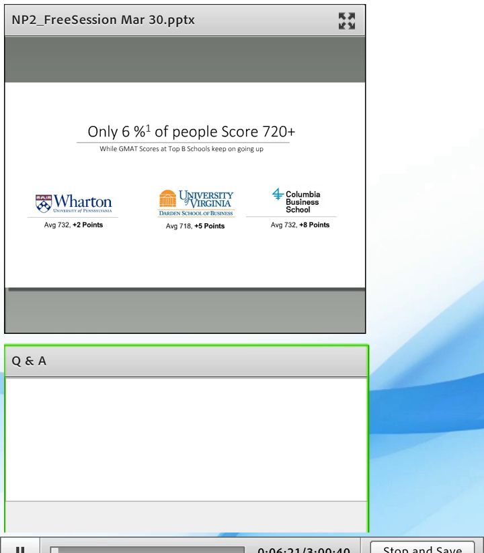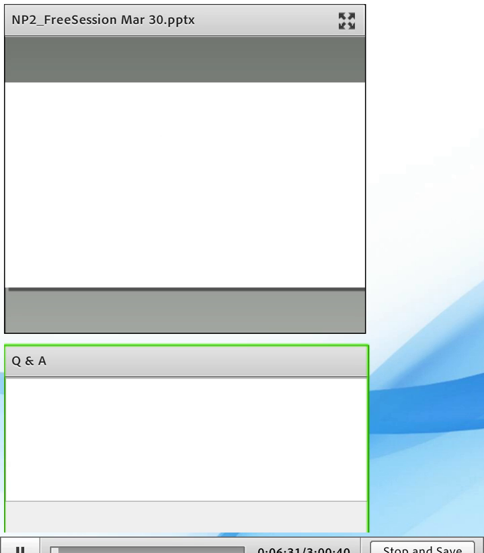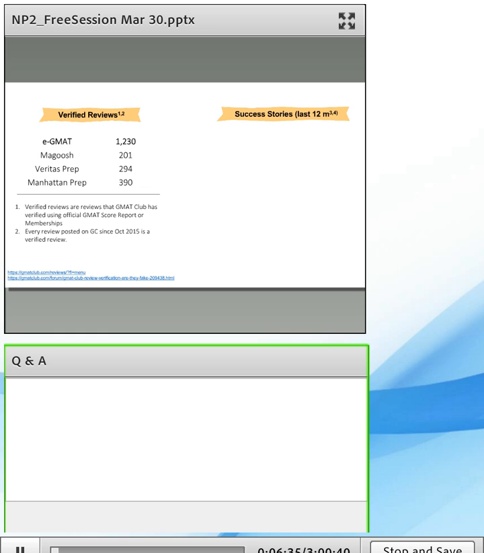Now, what is it that people who get to a score of 730 or higher do? A good percentage of them use e-GMAT. Why do I say that? If you look at the data on leading forums, the number of verified reviews or success stories over the last 12 months, you're going to find that there have been more verified reviews for e-GMAT than for all the other major test prep companies put together.